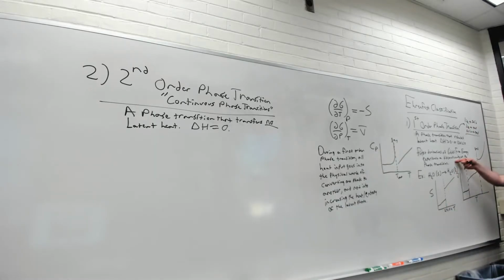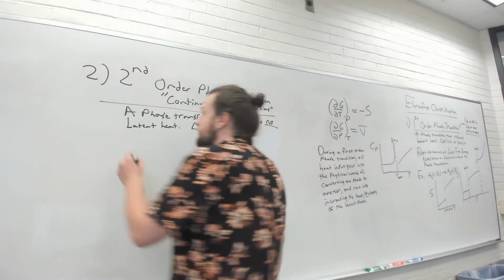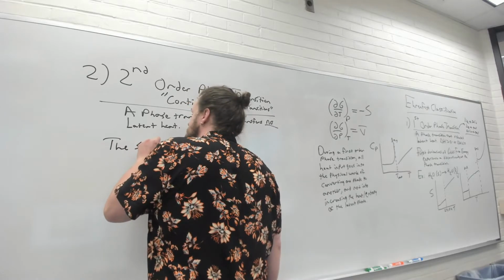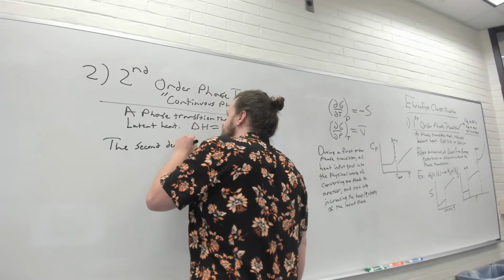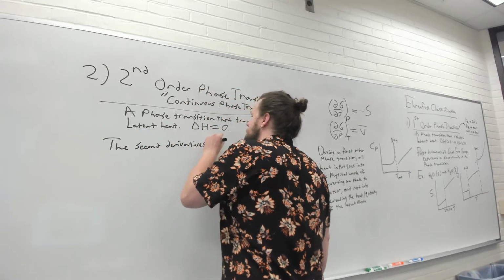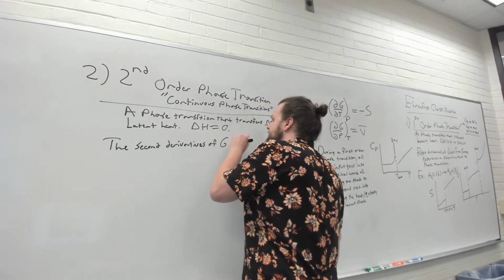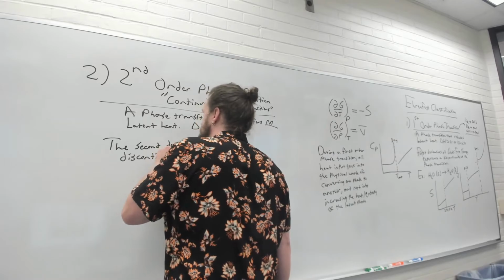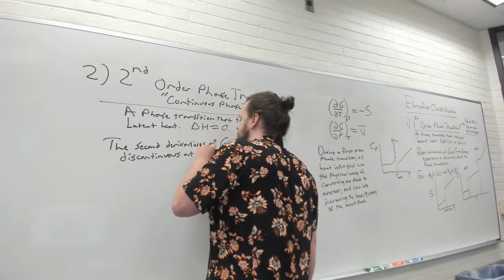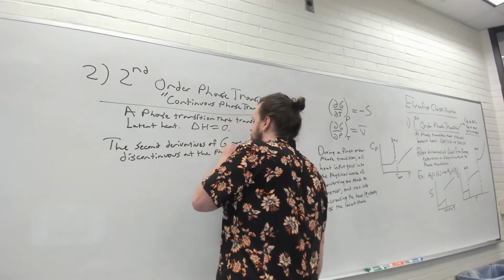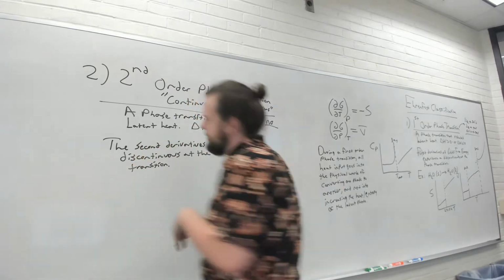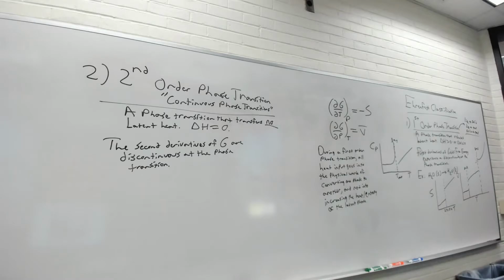But there's also a definition in terms of the derivatives. It's called second order because the second derivatives of Gibbs energy are discontinuous at the phase transition point. Now, what the hell is a second derivative of Gibbs? We've talked about a few, just not in this terminology.